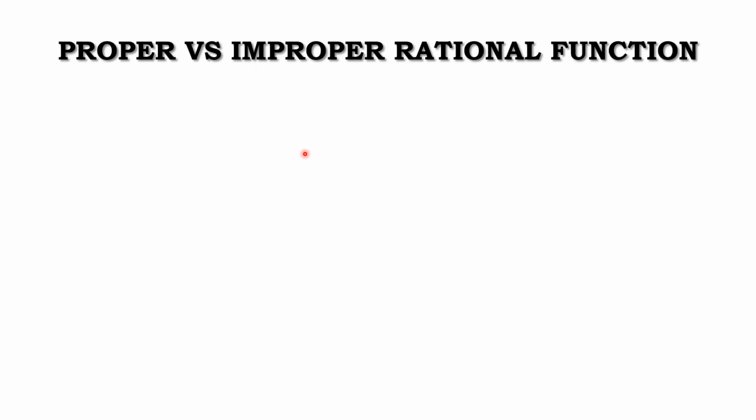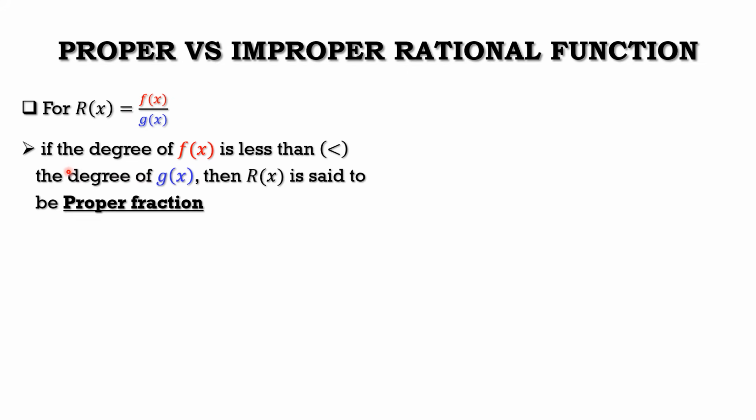Now, let's move to the next concept, which is about proper rational function and improper rational function. So here we are having proper versus improper rational function. Now, for example, let's look at this particular rational function. So for a rational function of r of x equal to f of x divided by g of x, if the degree of f of x is less than, and this is the less than sign, the degree of g of x, then r of x is said to be a proper rational fraction. I hope you understand that.